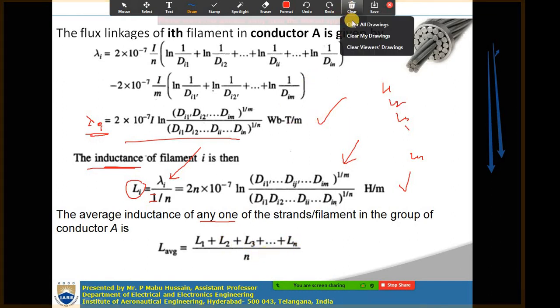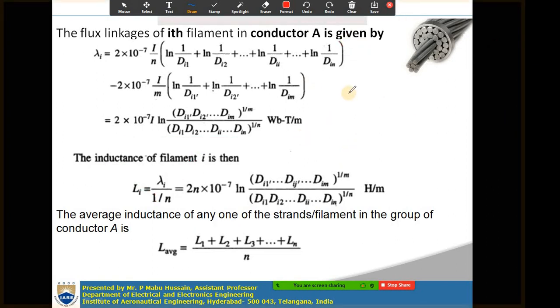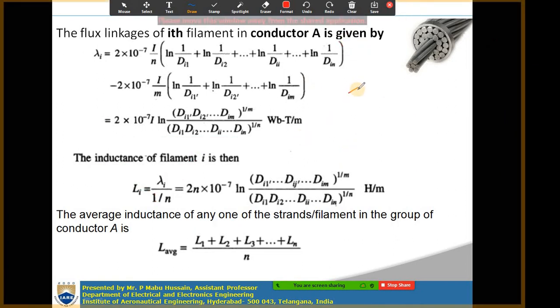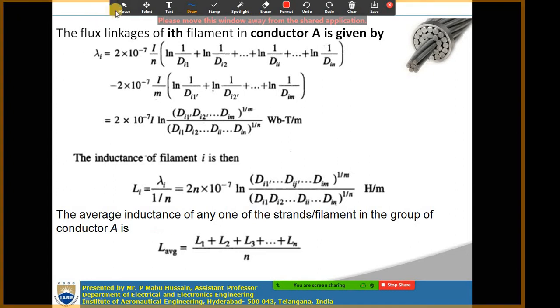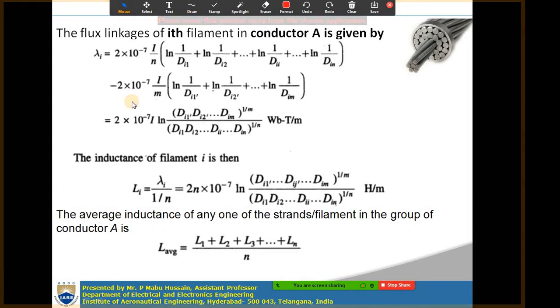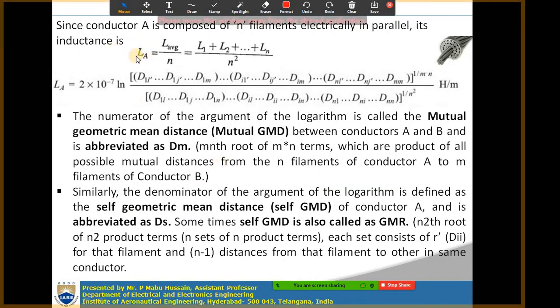But all these strands, 1 to n, are connected in parallel like this, right. So, when they are connected in parallel, the average inductance for each strand will be the same here. So, this is the average inductance of one single strand. This average inductance of one single strand will be the same even though the inductance of each strand will be different, right. So, you can write the total net inductance. So, net inductance of conductor A is equal to total average inductance by n here.